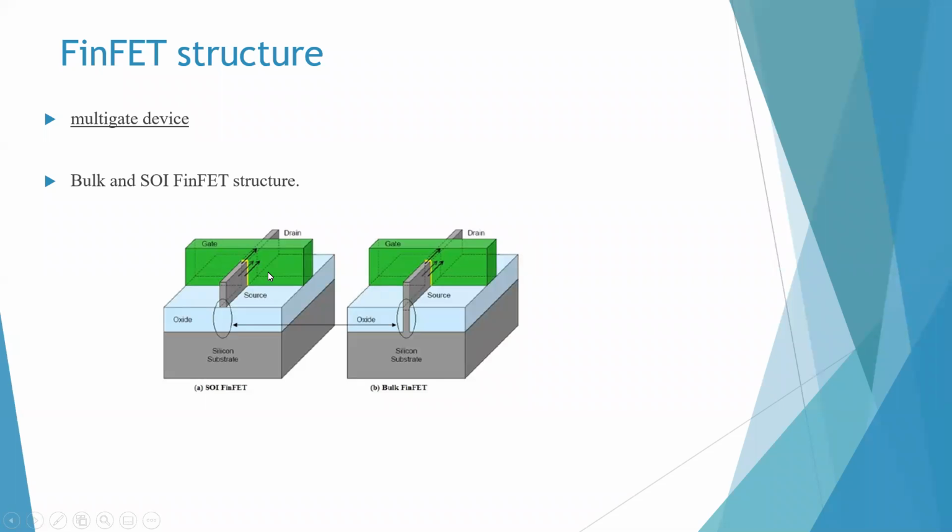FinFETs come basically in two forms, bulk FinFET and SOI FinFET. So these are the two basic FinFET structures. In the SOI FinFET, the fin is completely separated from the substrate by this oxide layer.